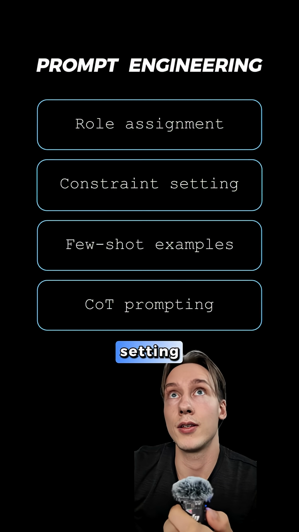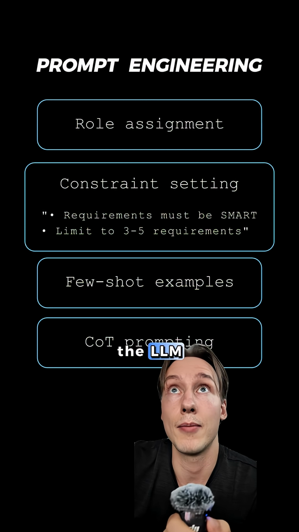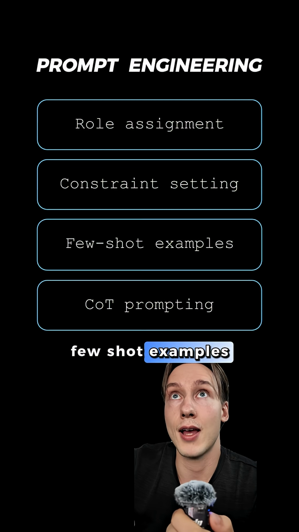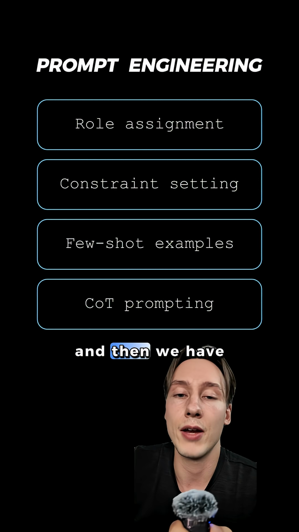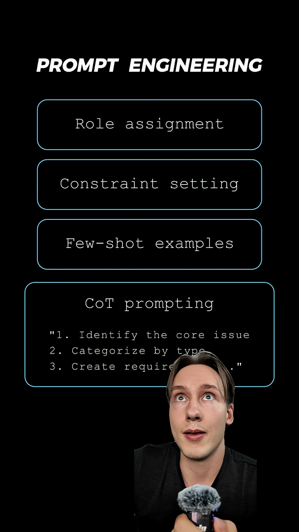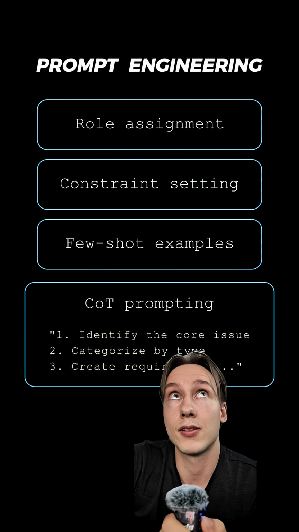Then we have constraint setting, basically setting limits to the LLM. And then we have few shot examples, which means giving a couple of examples for the required task. And then we have chain of thought prompting, which basically asks the LLM to perform the tasks step by step.